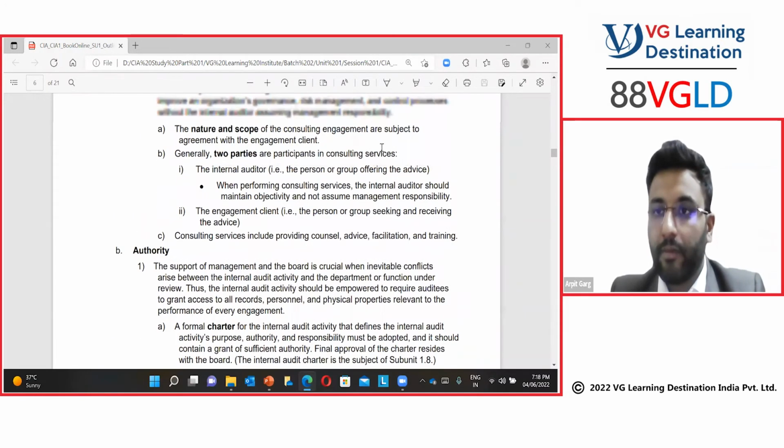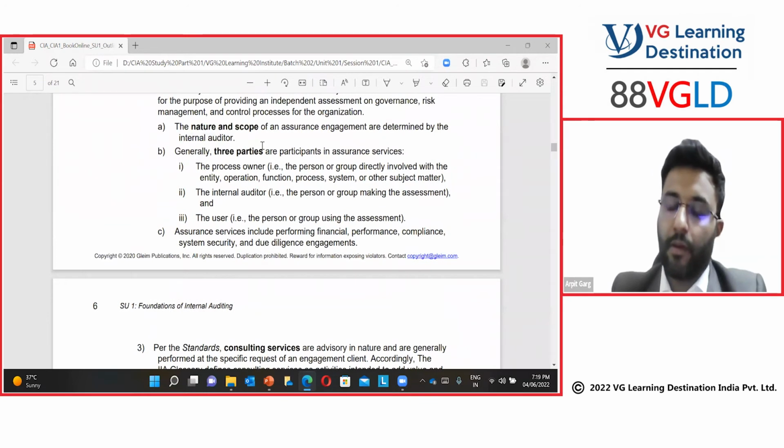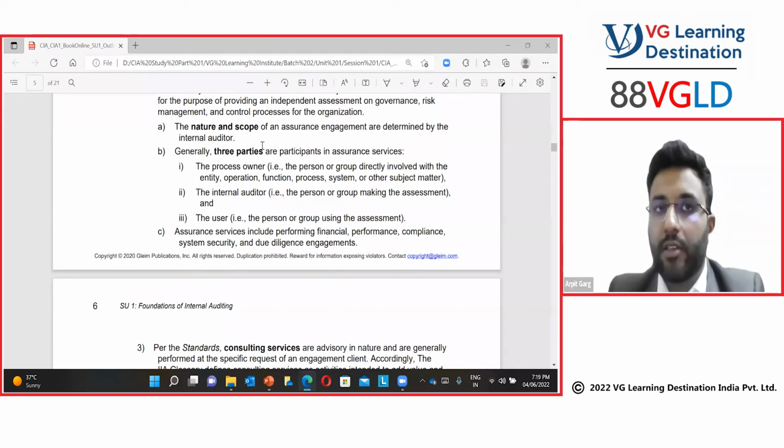Yes, please go ahead. I have a small doubt over here. In the assurance services, the nature and the scope of the engagement is decided by the internal auditor. I am just differing on this part. For example, if we have been hired by a statutory body or any regulatory authority to perform the activity as an internal auditor for an organization, where we are providing assurance services, there the nature and the scope has already been defined by the regulatory authority or the governing authority. So in that case, we are not the one who is defining it, right?